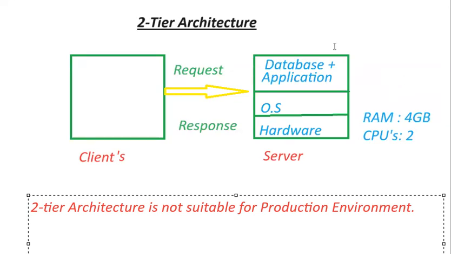So sir, you told me that single-tier architecture is not suitable for production environment, as well as this two-tier architecture is also not supporting my production environment. Then you can tell me which tier architecture is supporting my production environment. Three-tier architecture is well suited for production environment.